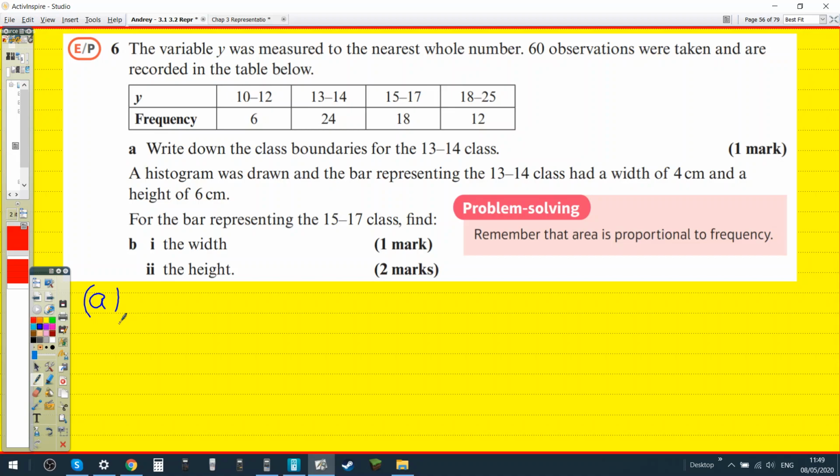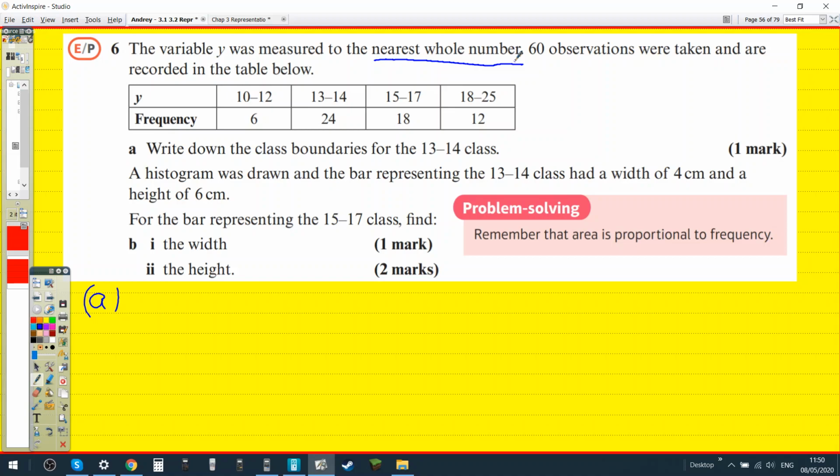The class boundaries for the 13 to 14 class. So it seems like the answer is 13 to 14. Those are the boundaries, but they're not, because the variable y was rounded to the nearest whole number. What can't you have in a histogram diagram? I don't know. You can have it in a bar diagram, but not in a histogram. You can't have gaps. Okay. Does that give you a clue?